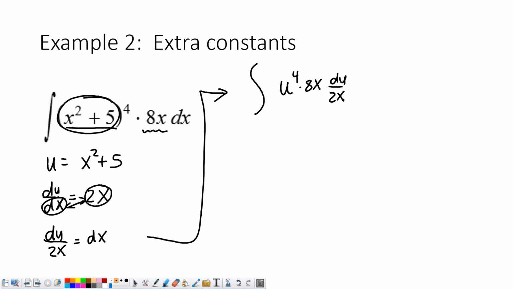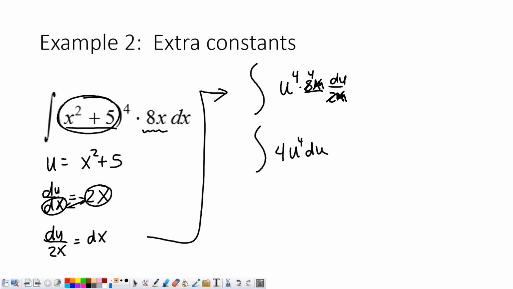So let's go ahead and work on this. For this, 8x and 2x. Well, they still cancel, right? The x here cancels the x here, and 2 goes into 8 4 times. And so if I simplify this, I end up with 4. I'm going to move it to the front. U to the 4th du. That's still an okay problem because the x's went away. So all that matters is that the x's go away.